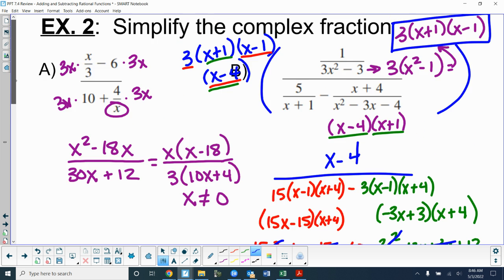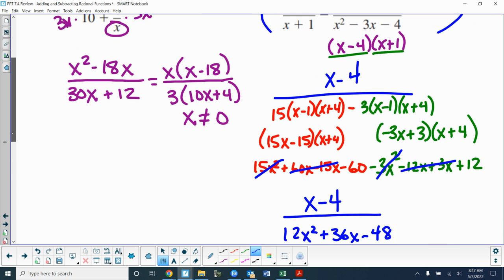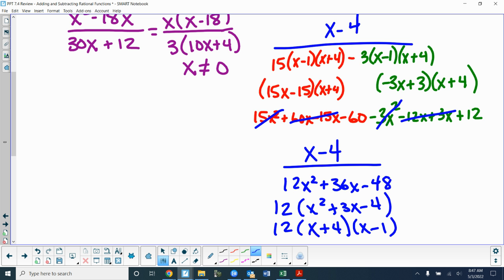So we went from all of this stuff up top there, everything, and we got it into that blue one. Now, the bottom I should be able to factor. 12 is a GCF, right? So I'm going to pull that 12 out, and I have x squared plus 3x minus 4, which would be 12 times x plus 4 and x minus 1. What happens to the, oh, nothing happens. I thought those x minus 4s might cancel, but they didn't.